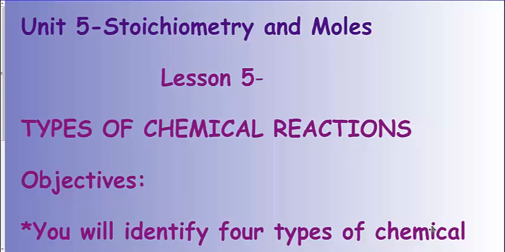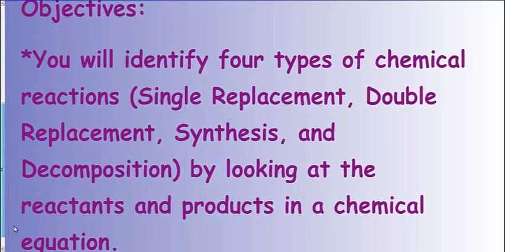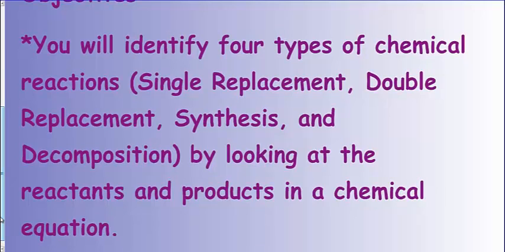Hey guys, we're still on Unit 5, Stoichiometry and Moles. This is Lesson 5, Types of Chemical Reactions. Objectives for this lesson will be to identify the 4 types of chemical reactions: single replacement, also known as substitution, double replacement, synthesis, and decomposition, by just looking at reactants and products in a chemical equation.